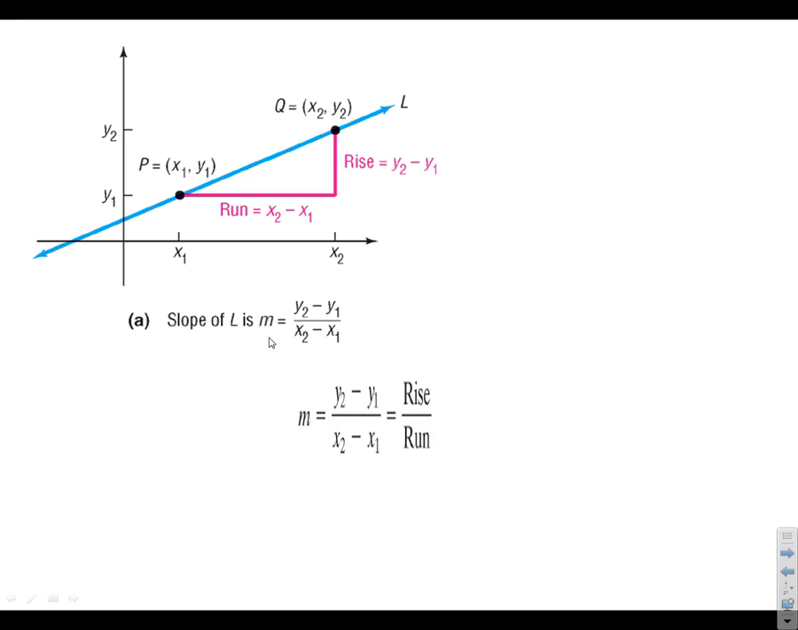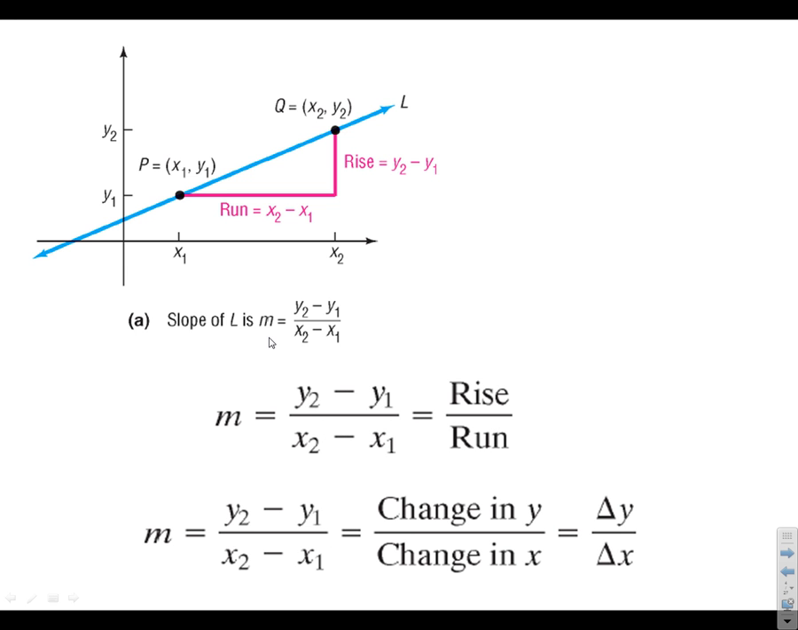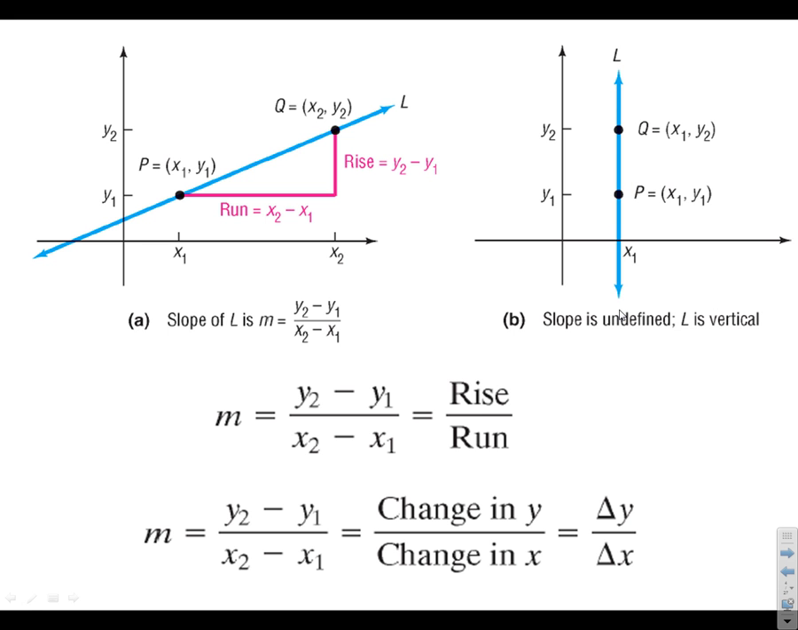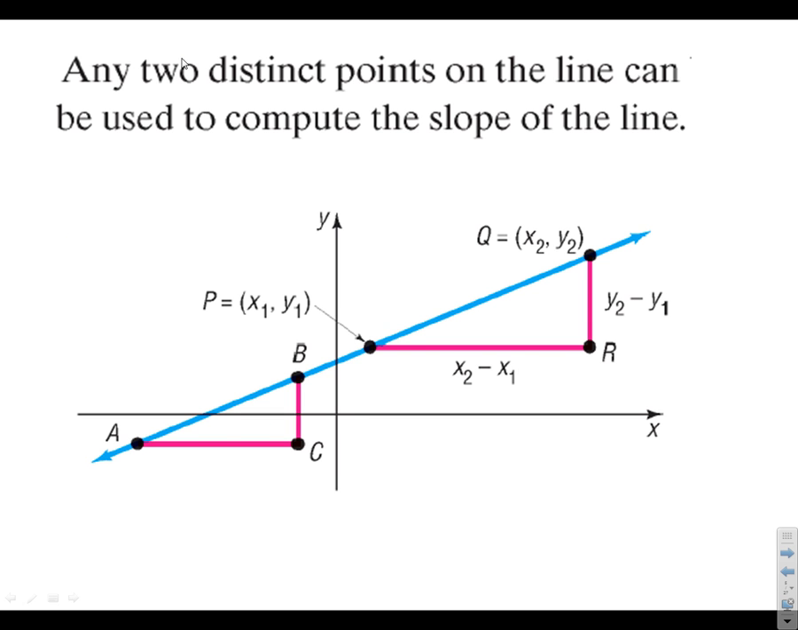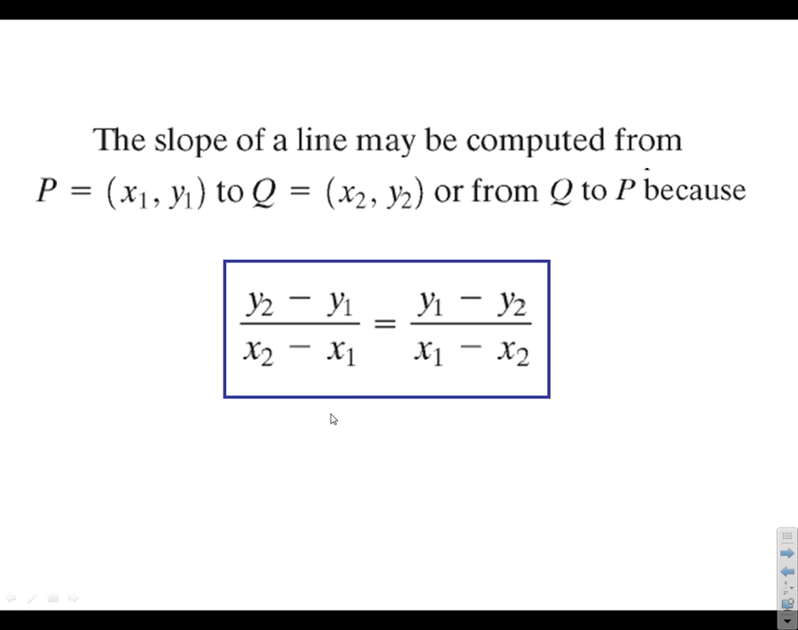And again, rise over run, change in y over change in x, delta y, delta x, delta means change. Any of these can be used to figure out the slope of a line. If we are vertical, we're going to be undefined, because then we'd be dividing by 0, and that's not allowed. Any 2 points can be used to find the slope. It doesn't matter where you pick your points, they'll all work.